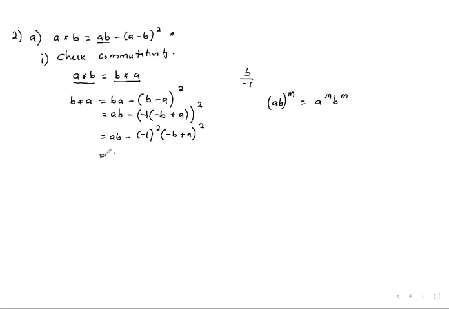But we know that -1 squared is just 1, multiplied by, we can write this inside like that, so that we have AB minus A minus B squared. And this is the same as the definition of A star B. Hence, star is commutative.